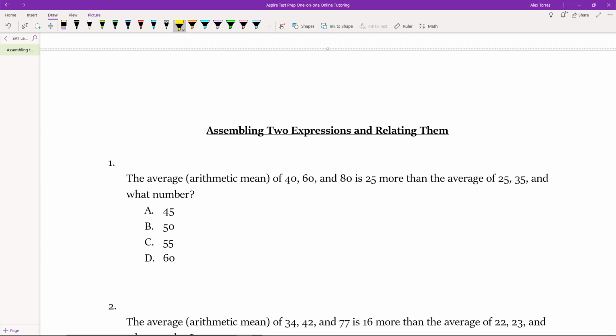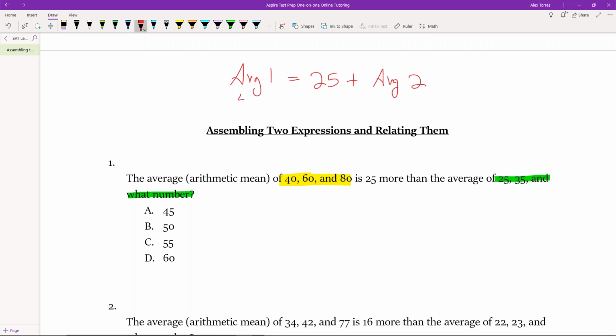So for instance, here we have the mean of 40, 60, and 80, and we have the mean of 25, 35, and some unknown number. And the question is basically saying that average number 1 is 25 more than average number 2. And so that's the unifying statement. And we're just going to go ahead and fill in the pieces of that.